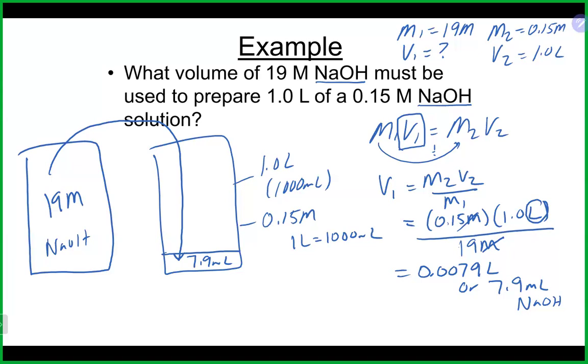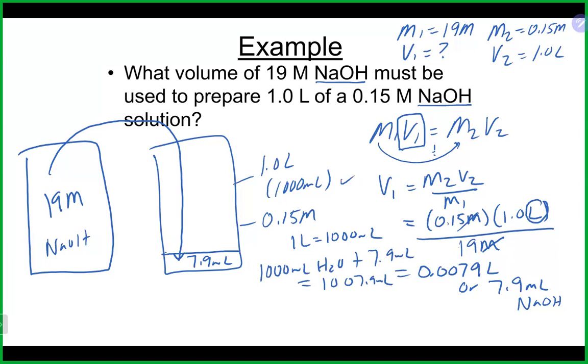The answer is no, you should not add 1,000 milliliters of water to this, because if I add 1,000 milliliters of water, I would have 1,000 milliliters of water and 7.9 milliliters, which is like 1,007.9 milliliters. And that is definitely more than what I want for my total volume.